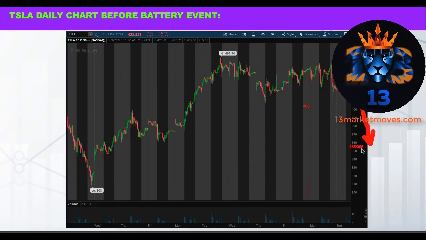all Tesla events, there's never been an instance where Tesla opened higher the day after the announcement and continued moving higher the next day. There's a 100% match that irrespective of where it opens the next day, it drops.